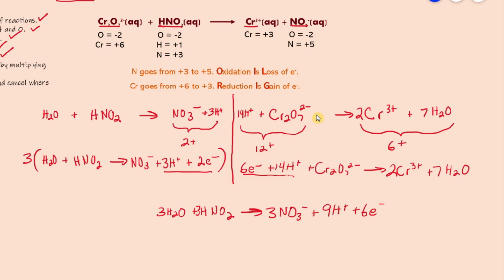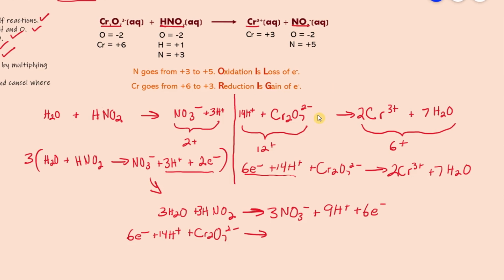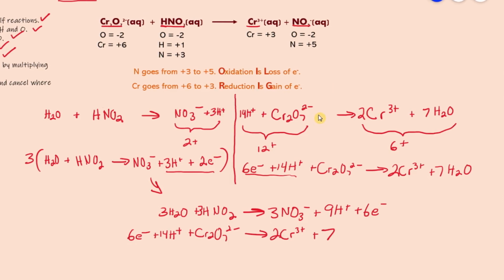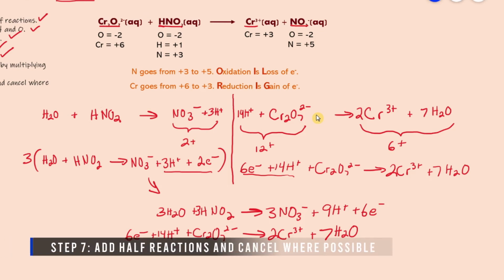So now I've got this half reaction finished. Now I'm going to take this half reaction and put it under it so that we can bring them back together a little more easily. So now I've got everything, and I'm going to start putting everything back together. I'm going to add my half reactions together, and I'm going to cancel where possible.